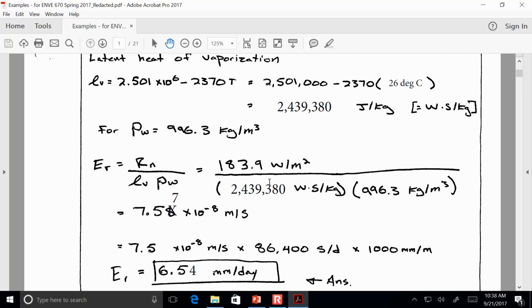All right. Any questions so far? It's called the energy method. So when we get together on Tuesday, we're going to use a method that's called the aerodynamic method, which is looking at the same problem from a different direction. It's saying, well, this is how much energy is available, but we also have to account for what's the capacity of the air to absorb this moisture, because there is a limit to how much moisture the air can accept.